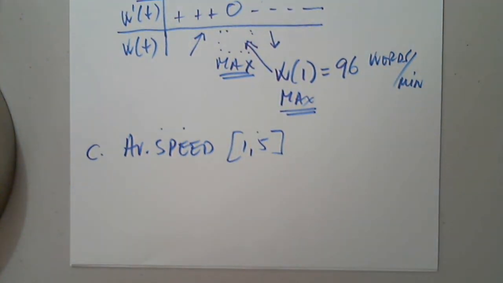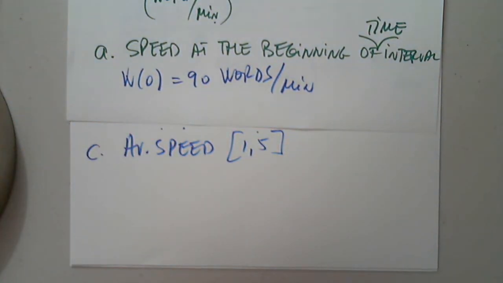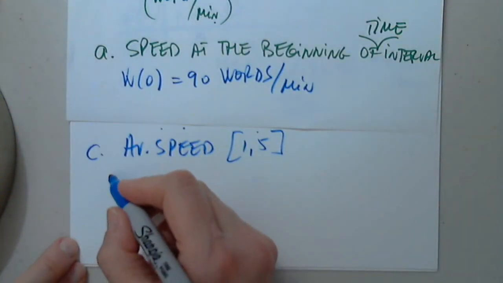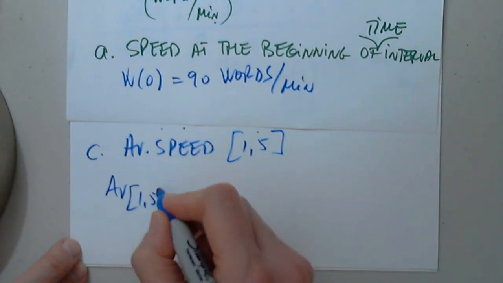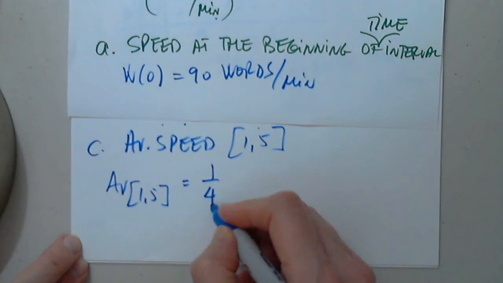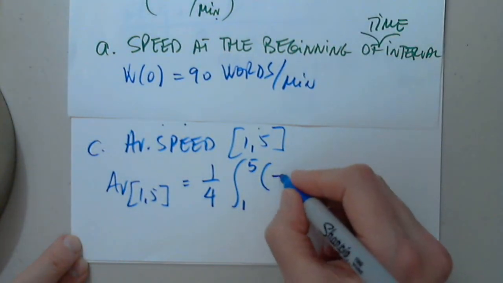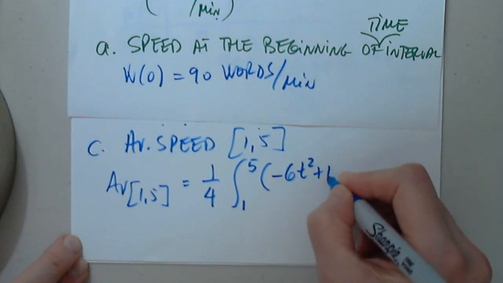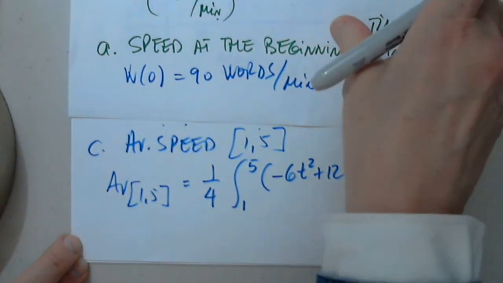How do I find the average speed? So isn't that the same way that we just started out with? Exactly. Average between 1 comma 5, careful, right? 5 minus 1, 1 over 4, the integral from 1 to 5, of negative 6t squared plus 12t plus 90 dt.